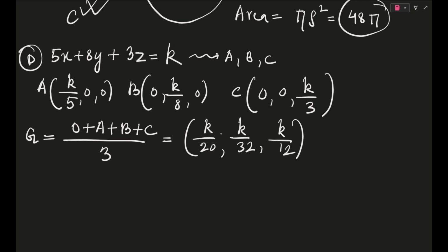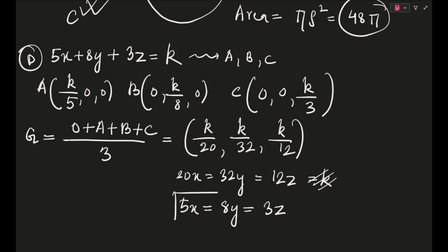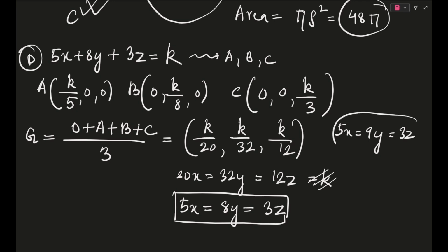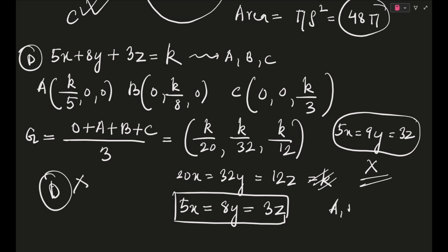Very surprisingly, if we equate these, 20x equals 32y equals 12z equals k. The constant doesn't matter anyway, so if we cancel this with 4, 5x equals 4 8s are 32y equals 4 3s are 12z. So 5x equals 8y equals 3z. But it becomes wrong because it is given as 5x equals 9y equals 3z. So this becomes wrong, which means option D is wrong. So the sum is done. Our correct options for this question are A, B, and C.